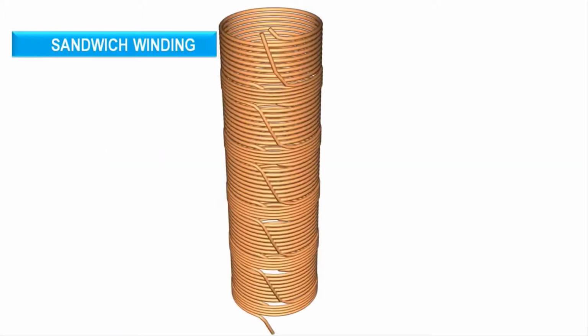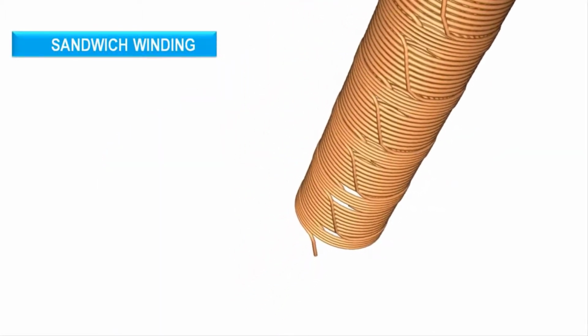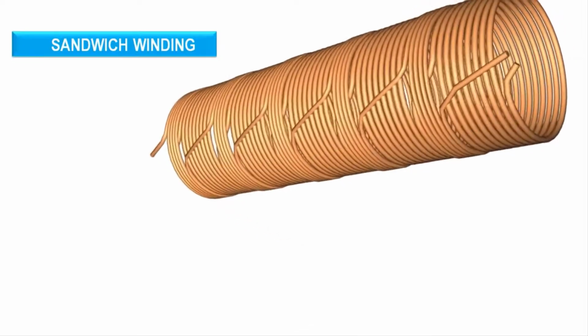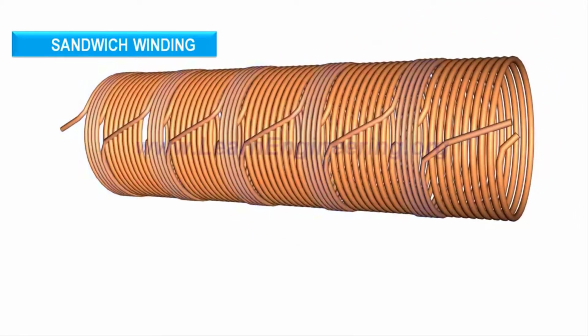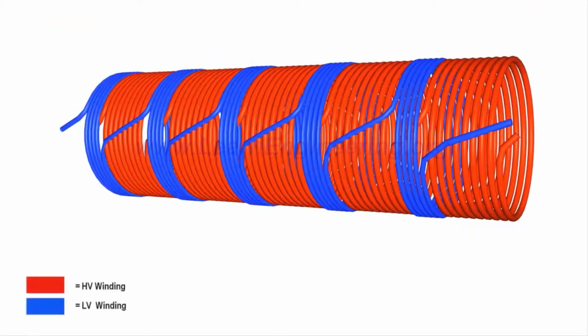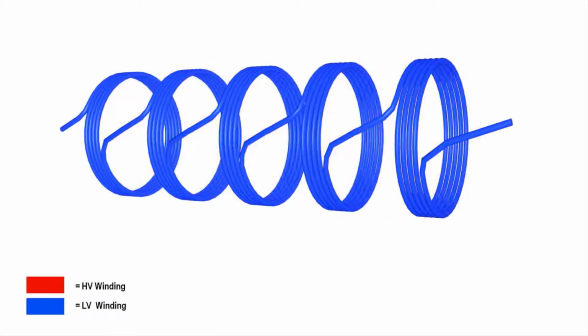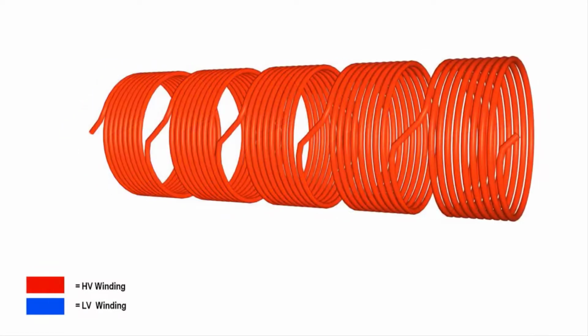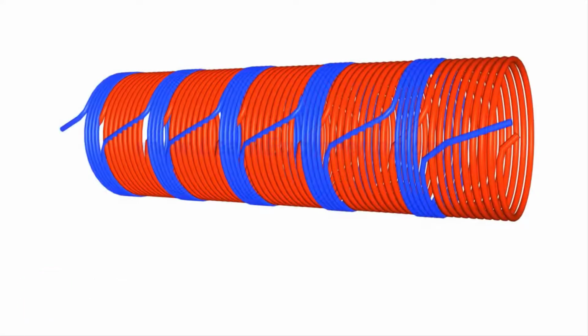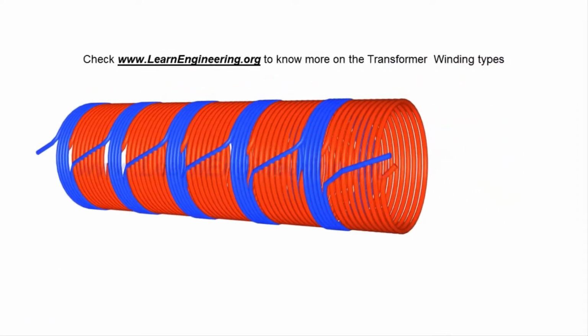Sandwich windings use a unique configuration. Here, high voltage and low voltage windings sit in the same magnetic axis, and each high voltage unit lies between two low voltage units. Thus, the leakage flux is greatly reduced. That's all about the transformer winding types.